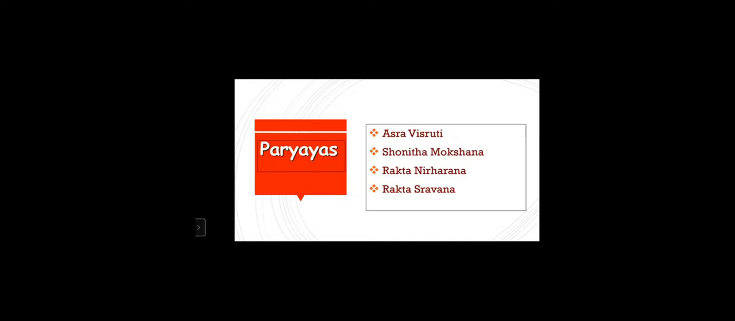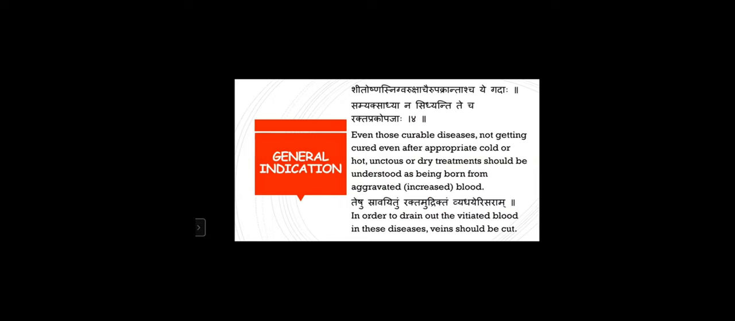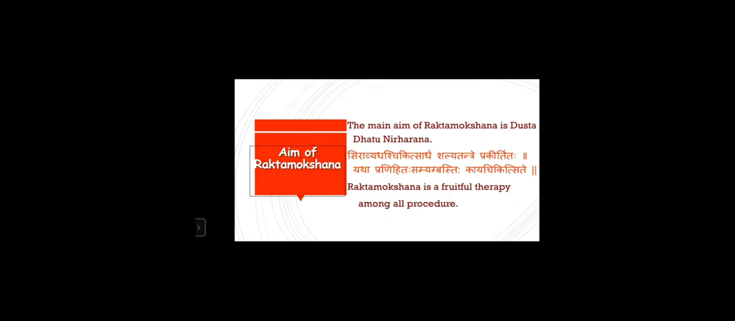Paryayas of Rakta Mokshana: Asra Visravana, Shonita Mokshana, Rakta Nirharana, Rakta Sravana. Generally, where will we do Rakta Mokshana? Which are the main diseases indicated? First of all, according to the doshas, we will try the treatments, like Sheeta Prayogas, Ushna Prayogas, Snigdha, Ruksha. We will try all these, but if it is not getting treated, in such a case we have to conclude that the dosha is mainly in the rakta. Raktaprakopaja vyadhi. In such conditions, we have to do the raktamokshana.